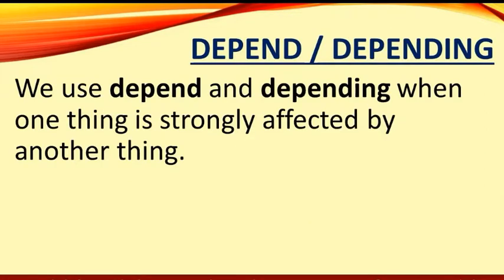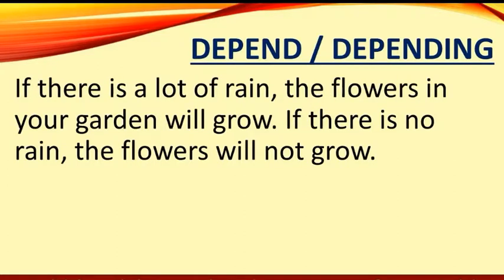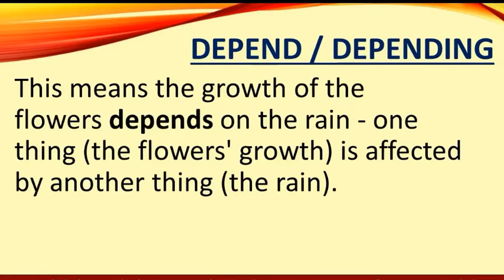We use depend and depending when one thing is strongly affected by another thing. For example, if there is a lot of rain, the flowers in your garden will grow. If there is no rain, the flowers will not grow. This means the growth of the flowers depends on the rain. One thing, the flower's growth, is affected by another thing, the rain.